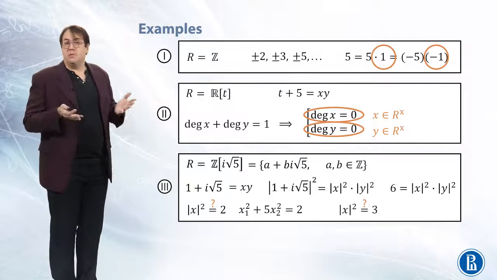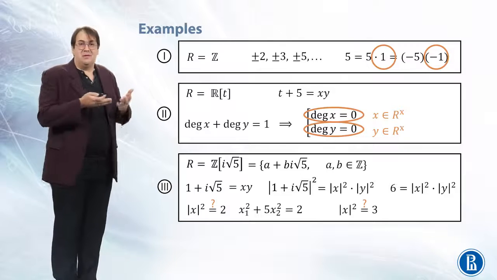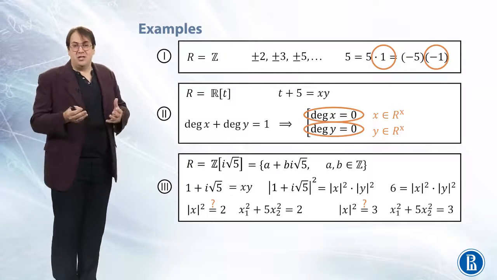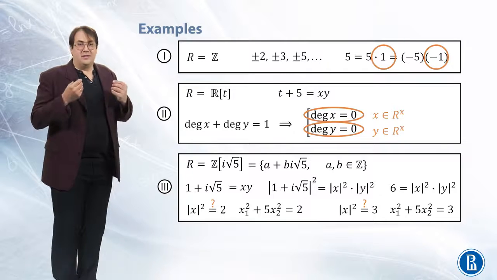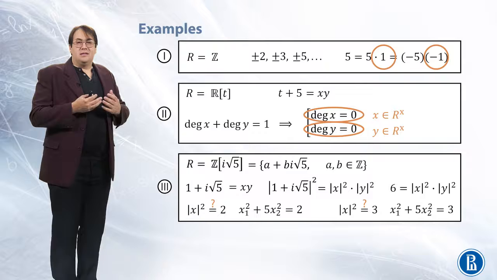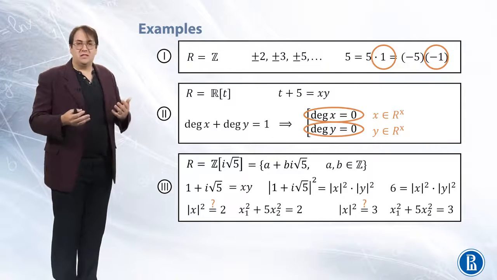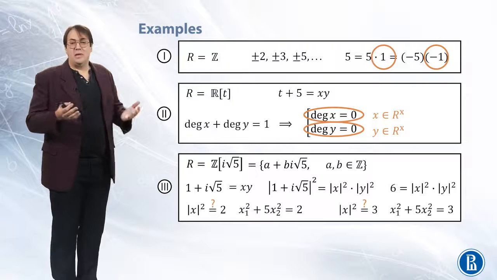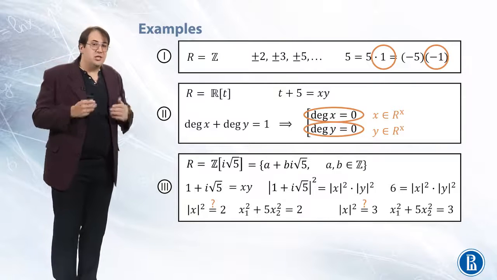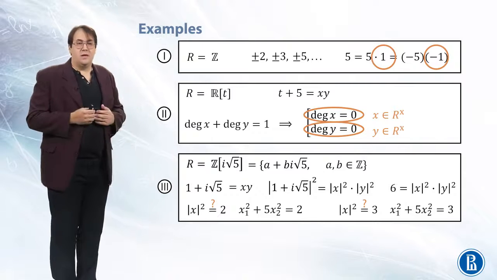But can it be equal to 3? Let's do the same thing as in the previous case and write the equation where we need to find integer values of x1 and x2 such that x1 to the power of 2 plus 5 times x2 to the power of 2 is equal to 3. And we understand that there also exist no such integers x1 and x2.